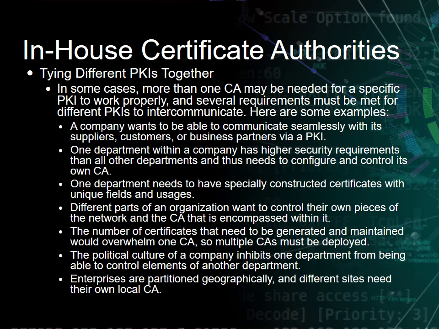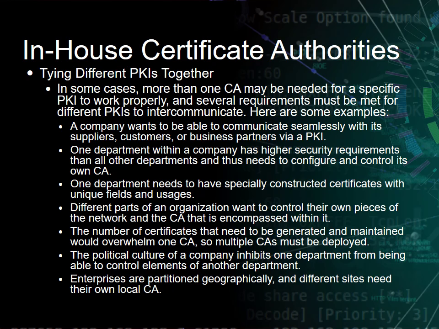In some cases, more than one certificate authority may be needed for a specific public key infrastructure to work properly, and several requirements may be met for different public key infrastructures to intercommunicate. Here are some examples. A company wants to be able to communicate seamlessly with its suppliers, customers, and business partners via public key infrastructure. One department within a company has a higher security requirement than all the other departments and thus needs to configure and control its own certificate authority. One department needs to have specially constructed certificates with unique fields and usages.